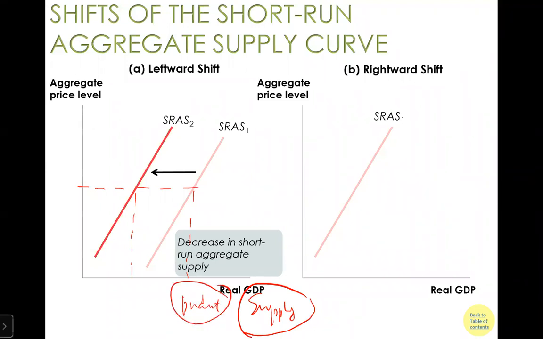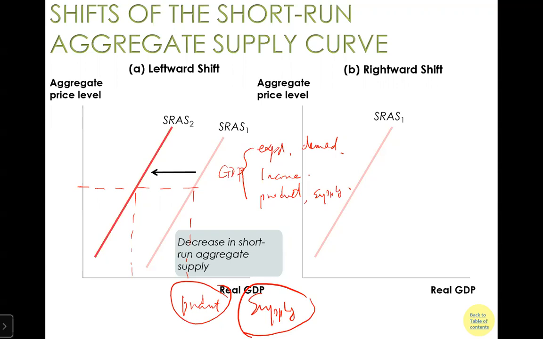Okay, and I also want to remind you, we said there are three ways to look at GDP. One is to look at expenditure, which is essentially the demand side. Or we look at product, which is the supply side. In the middle, we can look at income, right? So there are three ways to look at GDP.